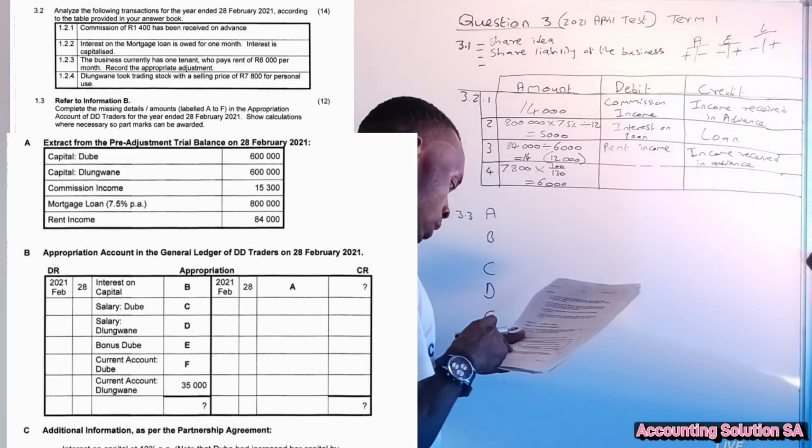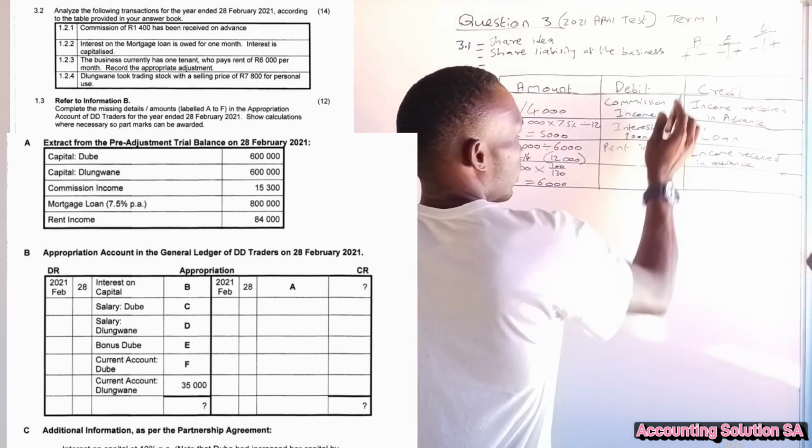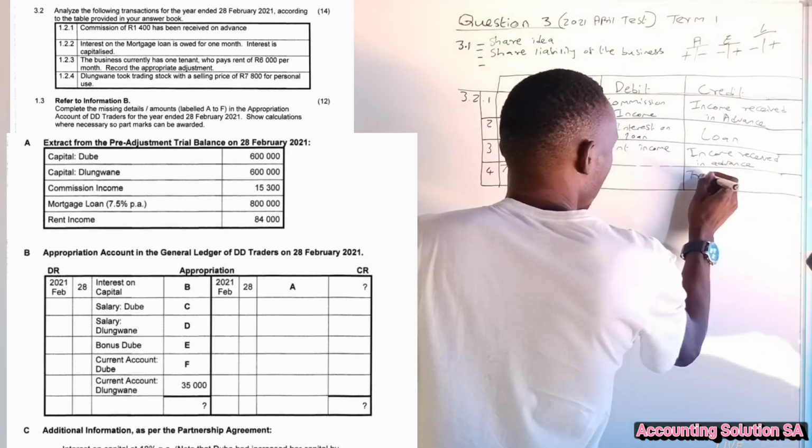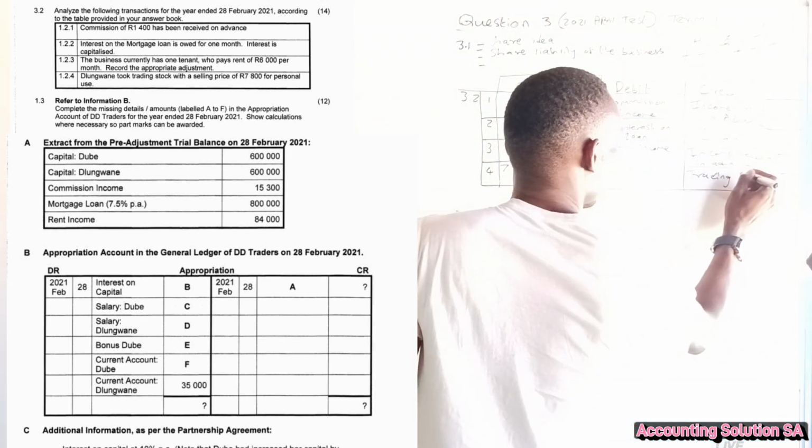Okay, because it's drawings, he took what? A trading stock, which means that our asset is decreased because trading stock is asset. Trading stock.